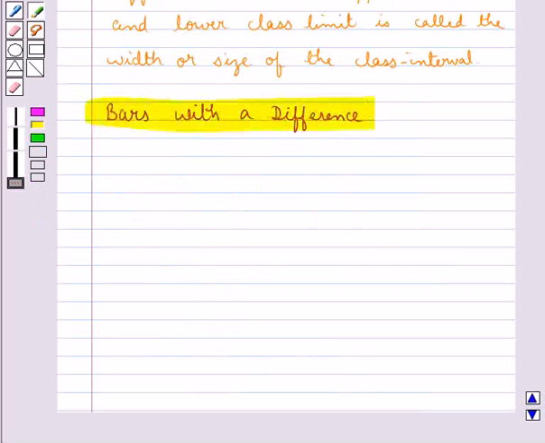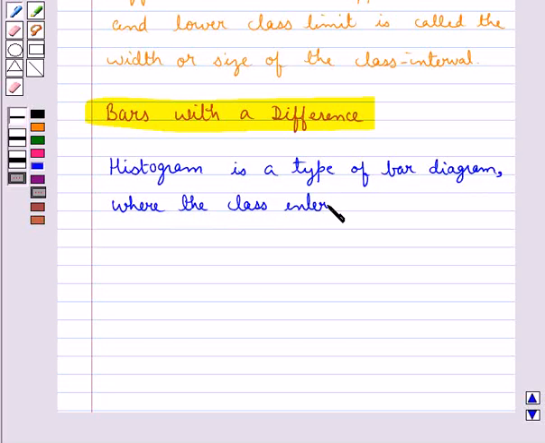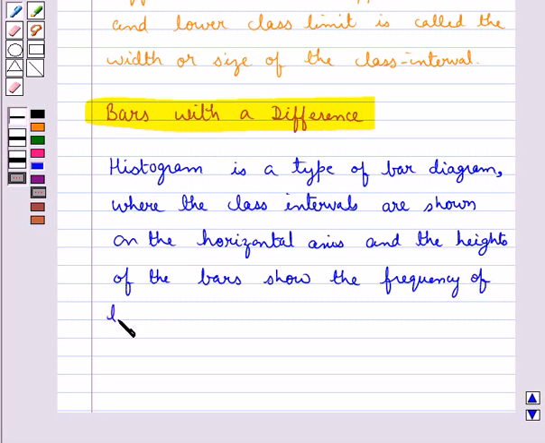Next we have bars with a difference. Group data can be presented using a histogram. Let's see what is a histogram. It is a type of bar diagram where the class intervals are shown on the horizontal axis and the heights of the bar show the frequency of the class interval.